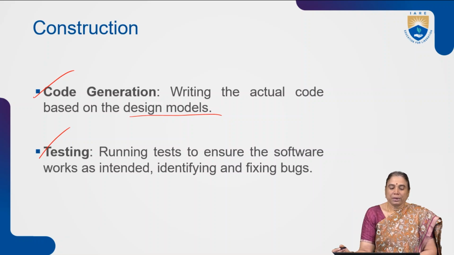After code generation, testing activity is carried out by running tests to ensure the software works as intended, identifying and fixing the bugs in the software with a variety of testing techniques like white box testing, black box, grey box, and variety of levels of testing like unit testing, integration testing, system testing, and user acceptance testing.